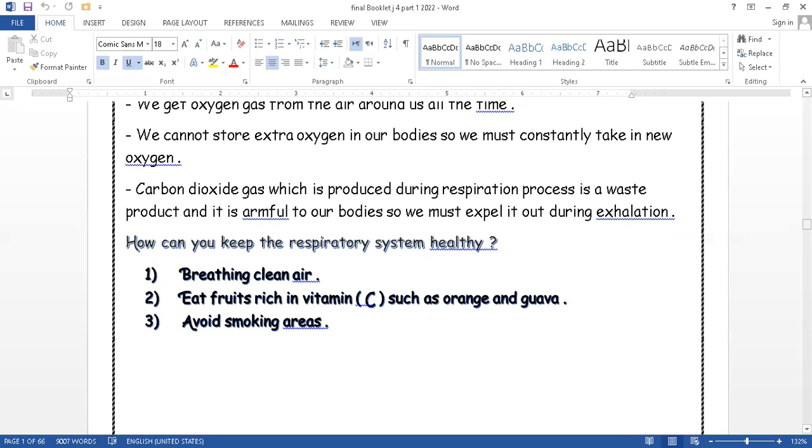Number two, eat fruits rich in vitamin C, like orange and guava and so on, especially in the winter season. Number three, avoid smoking areas. Why? Because smoking areas are filled with harmful gases, and we don't need them to enter our bodies. We just need oxygen to enter our bodies. Okay.